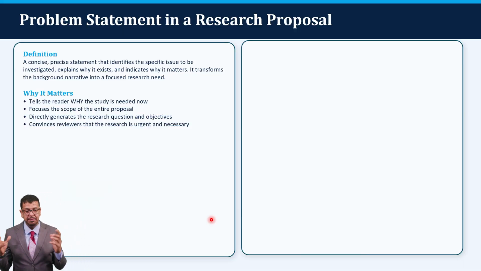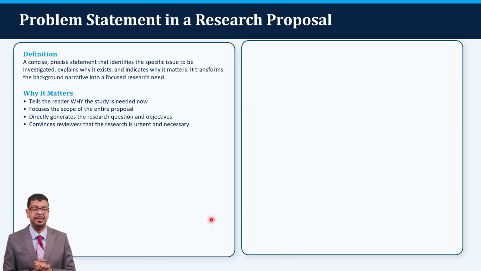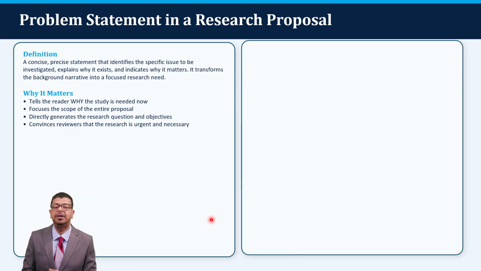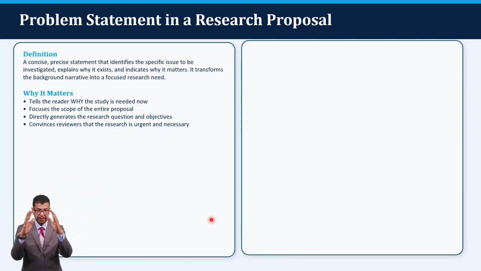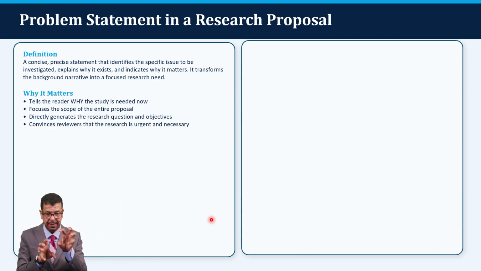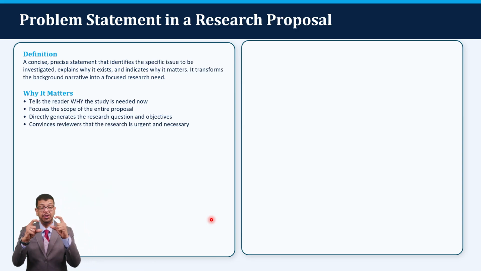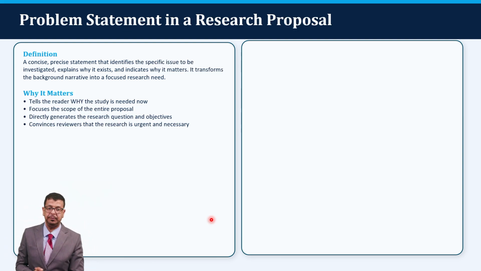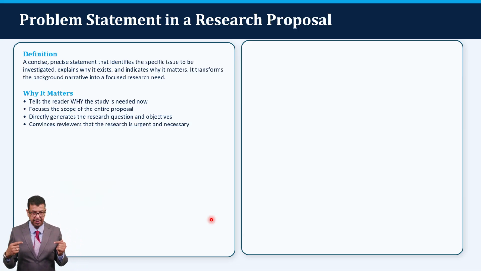Why is the problem statement a very important part of the research proposal? Because it should tell the reader why the study is needed now. You should show the urgency of the study. It helps the reader and the assessor to focus on the scope of the entire proposal. This paragraph shows the need for this research. It should directly generate the research question, because the research question and objectives should be generated from this problem statement.